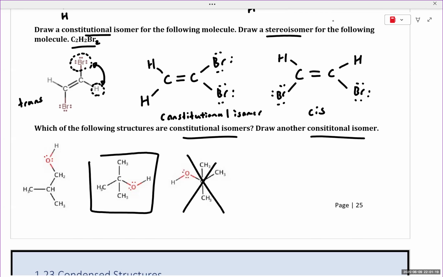And as you can see, looking at the structure on the left, if we compare these two structures, we have the same formula, we have the same number of carbons, same number of hydrogens, same number of oxygens.